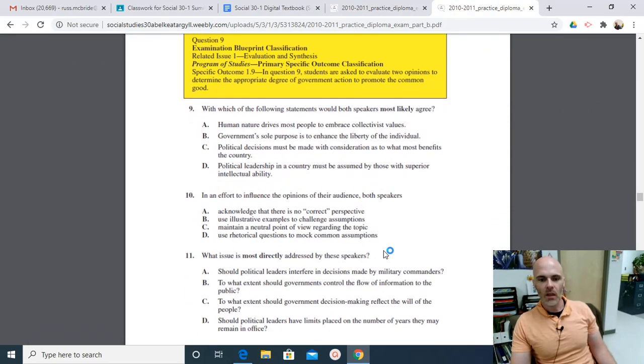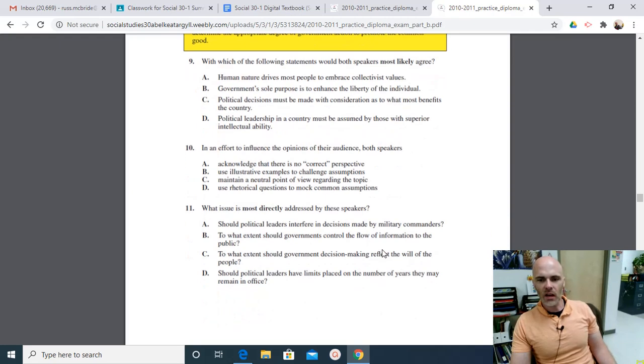Check. What issue is most directly addressed by these speakers? Should political leaders interfere in decisions made by military guys? Well, they don't both directly talk about the military. To what extent should governments control the flow of information?